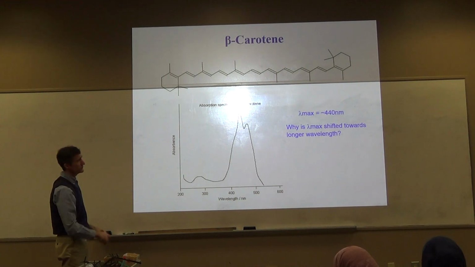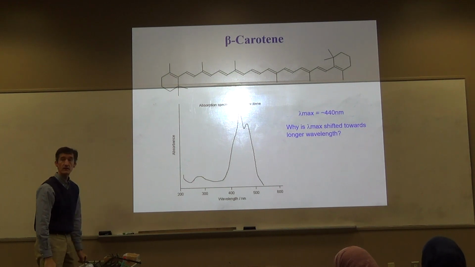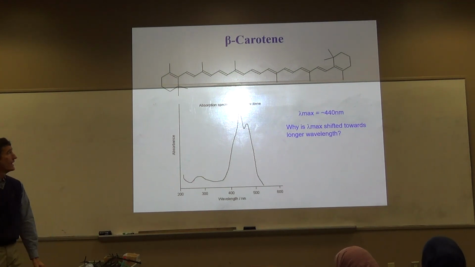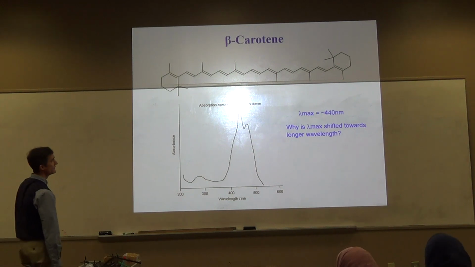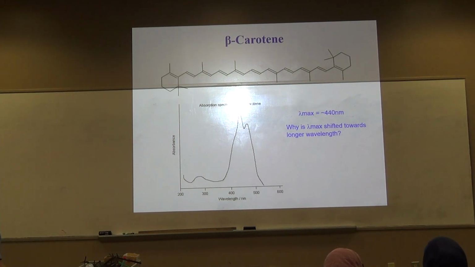Why is this shifted more to the right? For a longer wavelength. The supporting question has to do with the conjugation. Okay? Also, what color is beta carotene? Orange. Very good, it's orange. Okay? Why is it orange?